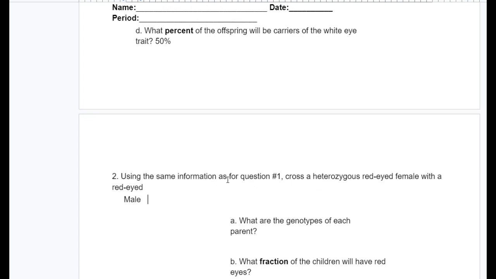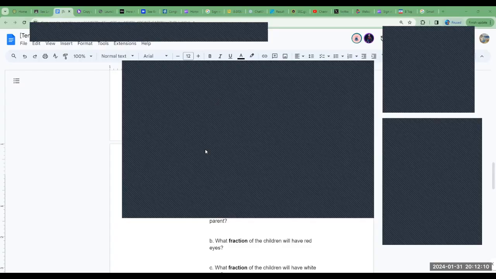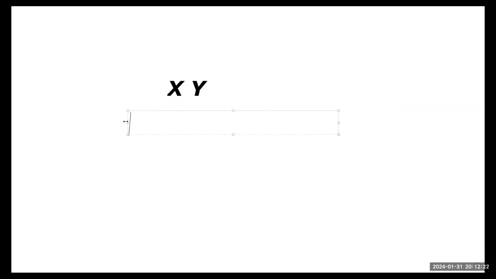All right. So what is she? Heterozygous red-eyed female with a white-eyed male. All right. So we're going to go here and we're going to go here. Hopefully you can see this now again. This is probably easier for me. X, so he's X, Y. She is X, X. We should have done this from the very beginning.